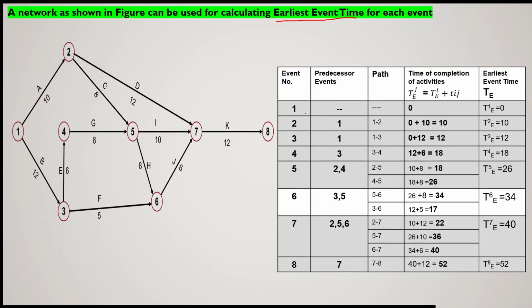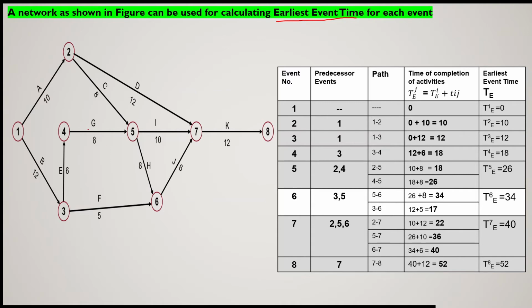Now let us consider event number 1 first of all. For event number 1, because it is the starting event, there is no predecessor event and no path is mentioned. So the earliest event time of this first one will be 0 because it is the starting event.